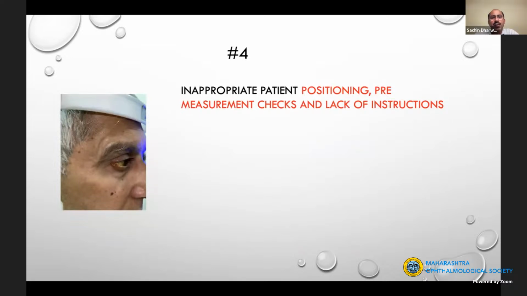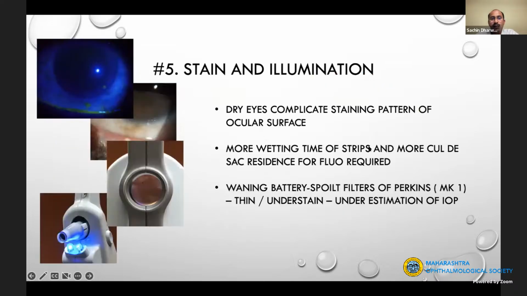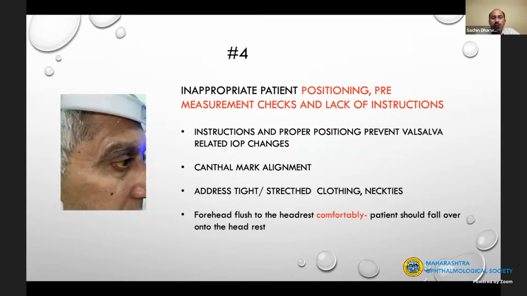The fourth most important thing is that these measurements are often influenced by inappropriate patient positioning, pre-measurement checks and lack of proper instructions. Now, this is very important, because if you do not instruct the patient or position the patient properly, it is especially sensitive. The Goldman's applanation tonometry is especially sensitive to these measurement errors. So you have to give proper instructions to the patient, spend proper chair time. This will prevent the Valsalva related intraocular pressure changes that can occur because of patient stretching his neck.